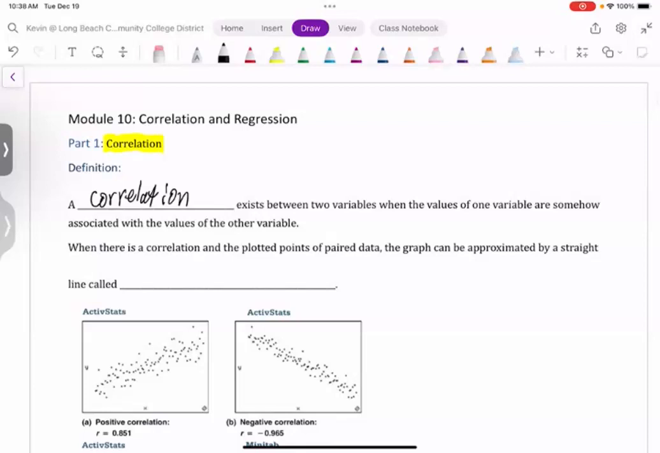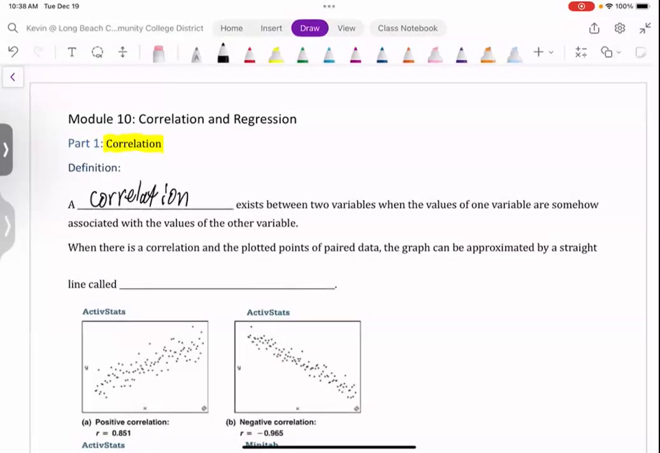I want to make it clear, if we can find a linear correlation between two variables, that doesn't mean that one is necessarily causing the other one. It just means that there's a connection there. There's an association between the two. You can look up in philosophy the correlation versus causation. That's a whole thing. Moving on.